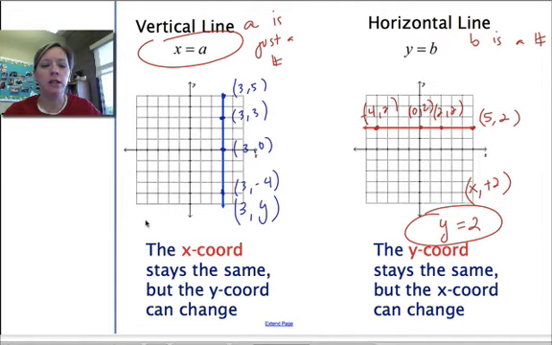The equation of this line over here would be x equals 3. So we're saying I don't care what y is as long as the x-coordinate is 3 for the first line. For the line y equals 2, you're saying I don't care what the x-coordinate is as long as the y-coordinate is always 2.